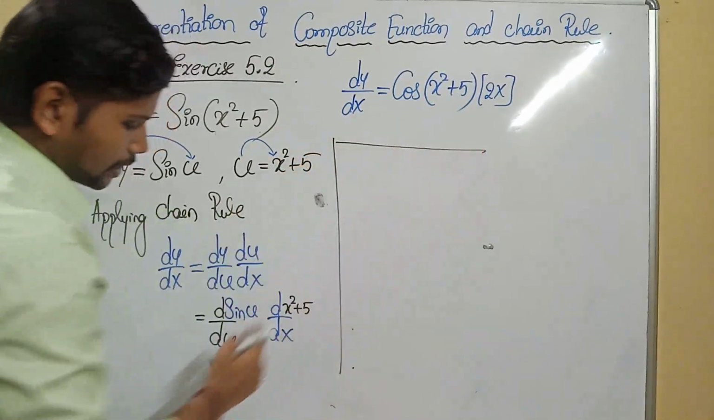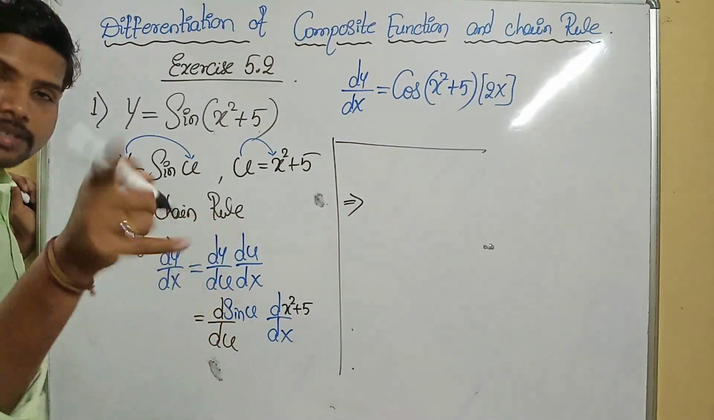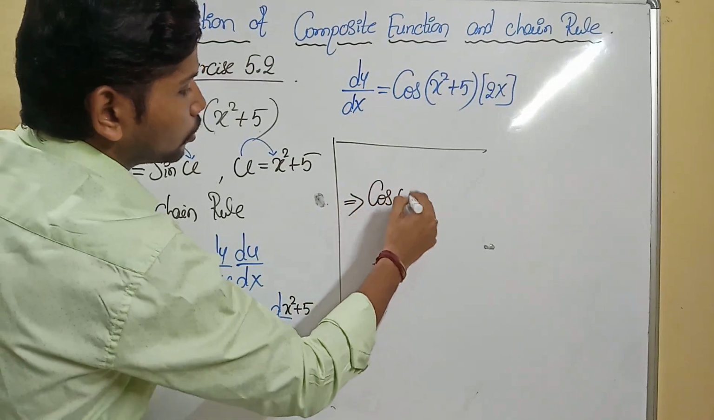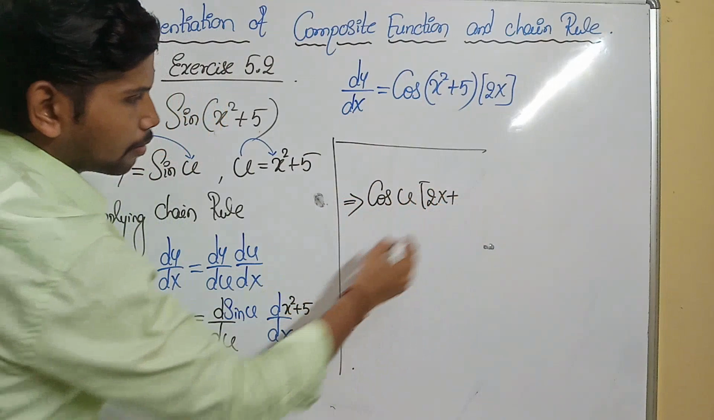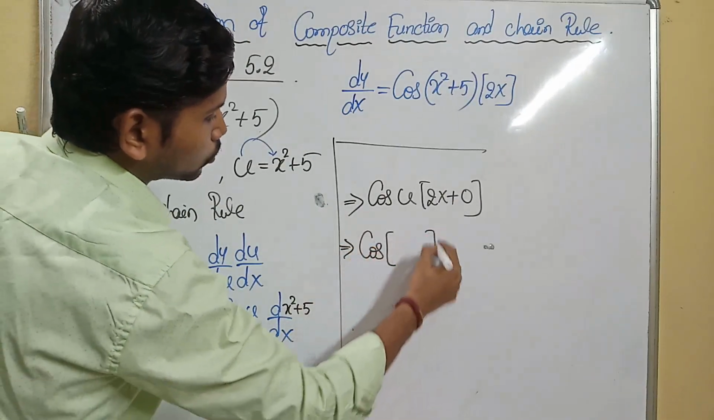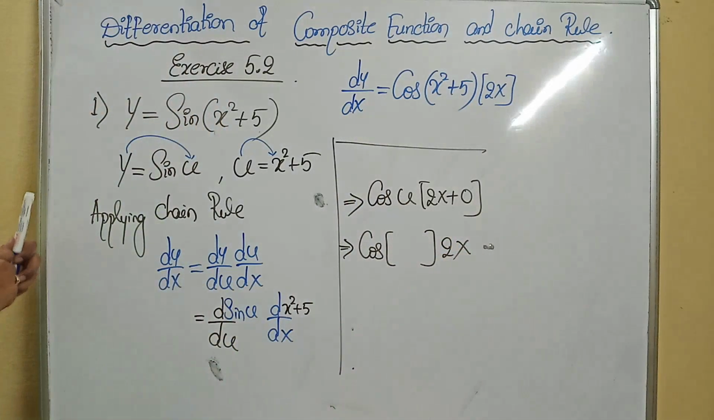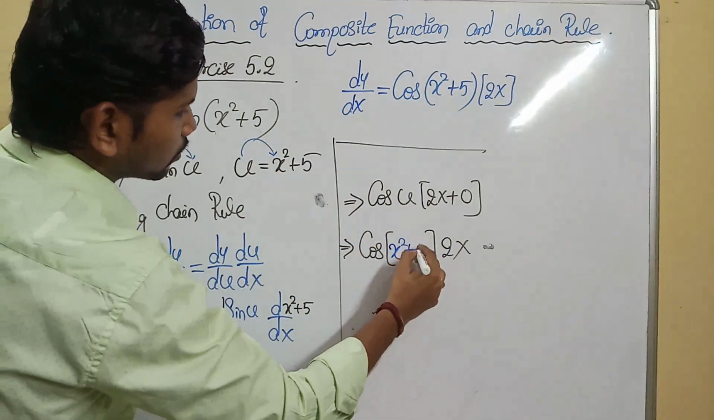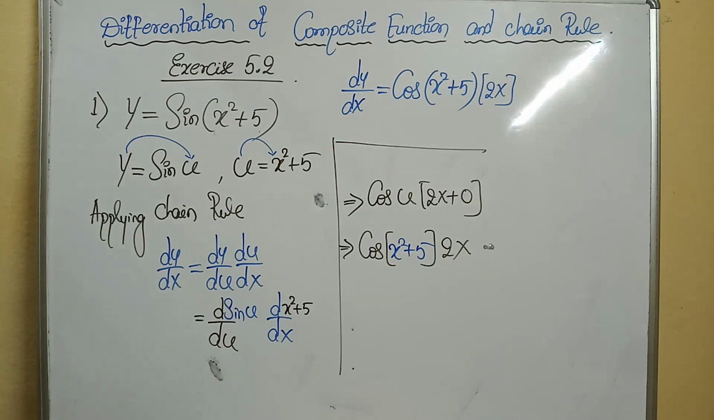Then after this one, I'll continue the part here. The derivative of sine x with respect to x is cos x. The derivative of sine u with respect to u is cos of u. The derivative of x square will be 2x. The derivative of 5 will be 0. Now cos of u, I need to substitute whatever u is. What is the value of u? U value is x square plus 5. Did you get the same answer?